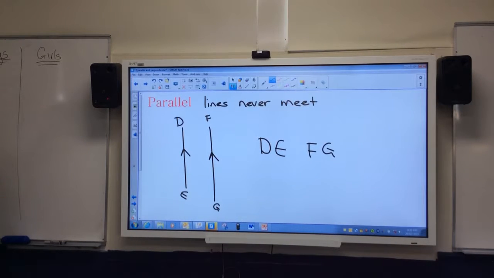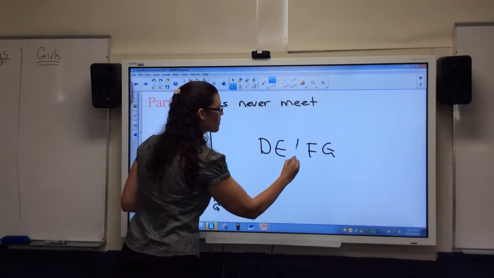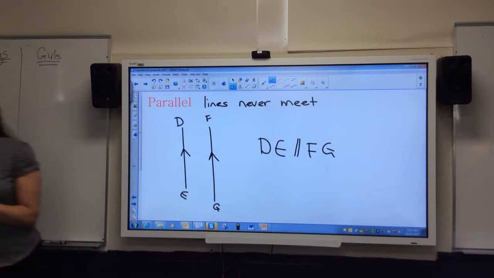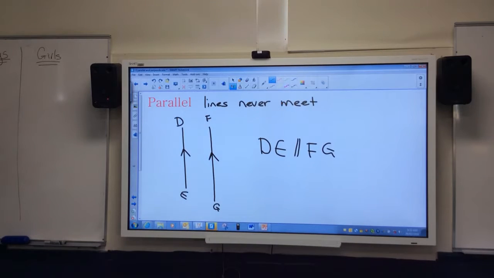Now, being a mathematician, I can't be bothered to write that they are parallel. So I've created a symbol for parallel. My symbol for parallel is this. Two little parallel lines. So that little abbreviation there tells me that DE is parallel to FG. That's kind of cool, without having to write a big sentence.